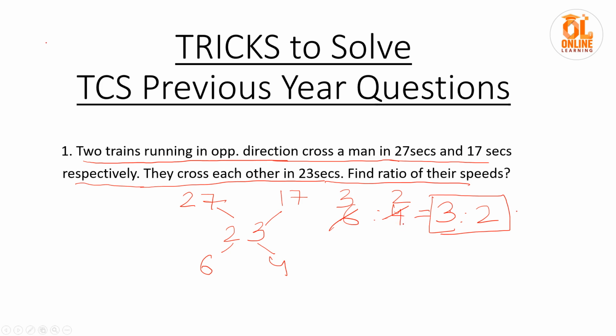So remember this logic, and whenever you see this type of question where both the trains or trucks are crossing the same thing, a man, it could be a platform, etc., and it is also given they cross each other, then you can apply this trick. Now let us move to the next question.